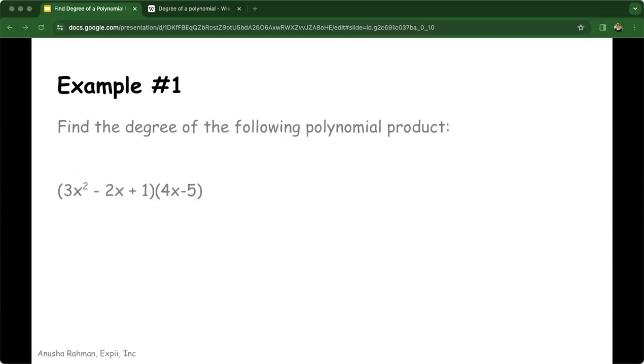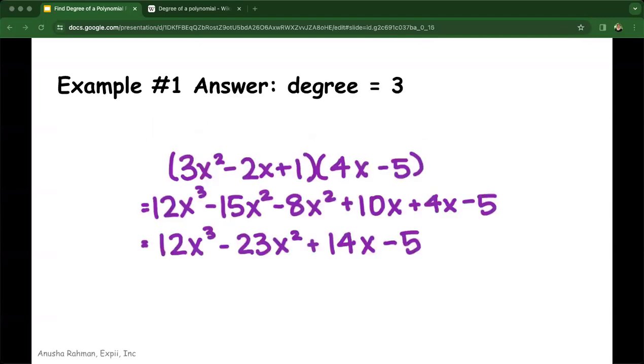Find the degree of the following polynomial product without multiplying it out. Pause and think about it. So we know that the degree of the first expression is 2. The degree of the second expression is 1. Therefore, we can add 2 plus 1 and conclude that the degree of the polynomial product will be 3. We can check our work by multiplying out the two polynomials. Here is what that looks like.